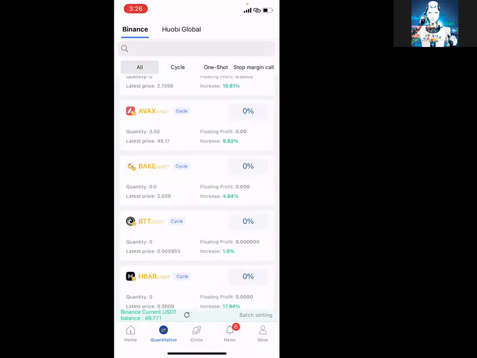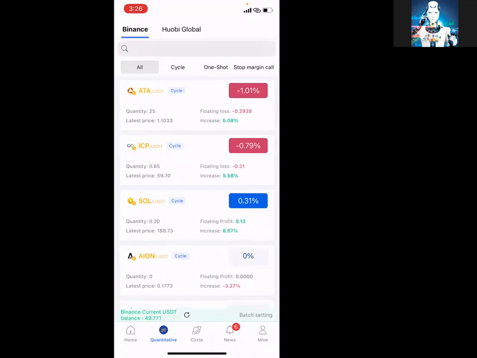All right. Under my quantitative, you can see now I have 3 trades on. You can see I have ETA. Okay. I have here ICP on cycle. I have here my Solana. My Solana is in profit already.